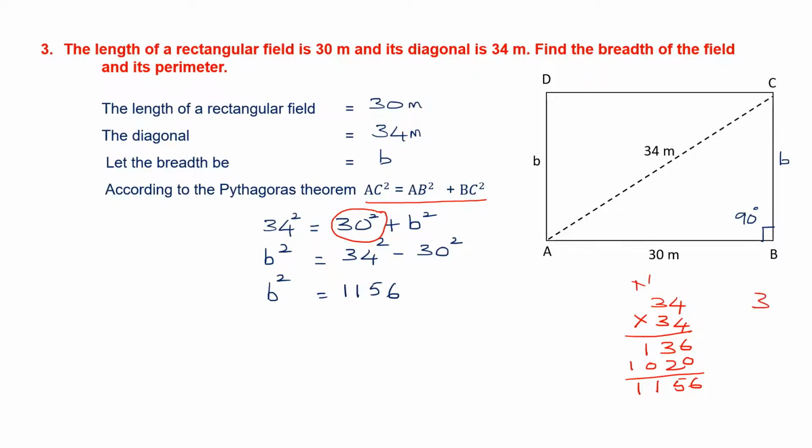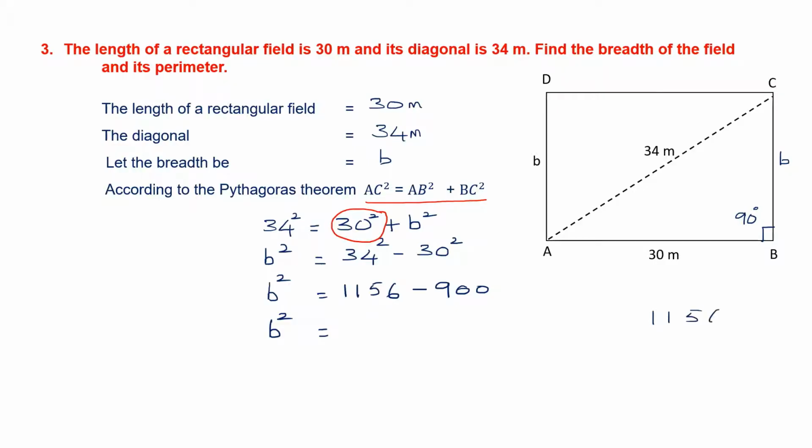30 square means 30 into 30. 3 3s are 9. Add the 2 zeros. So that's 900. So minus 900 here. To find B square, we just have to minus these two numbers and then find the square root of that. So first let's minus 1156 and 900 and see what we get. 6, 5, 11 minus 9 is 2. So B square is 256, the square root of 256.